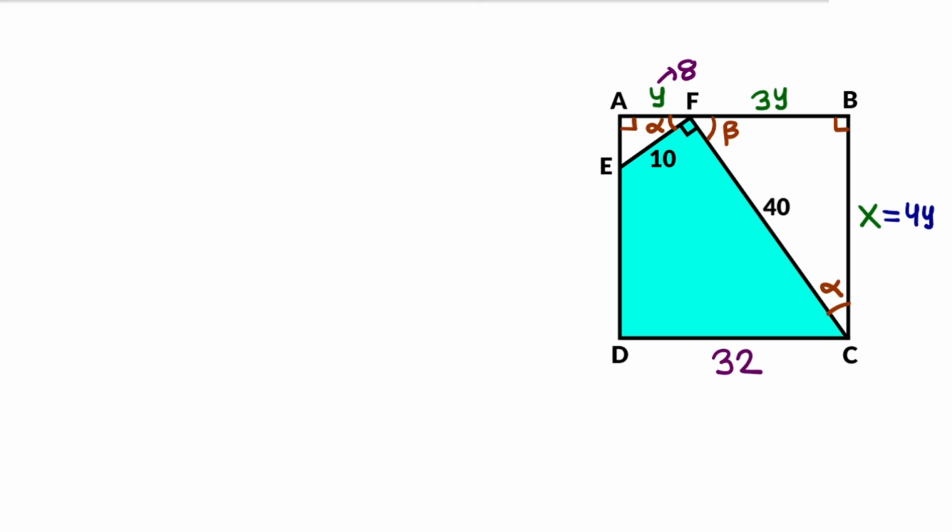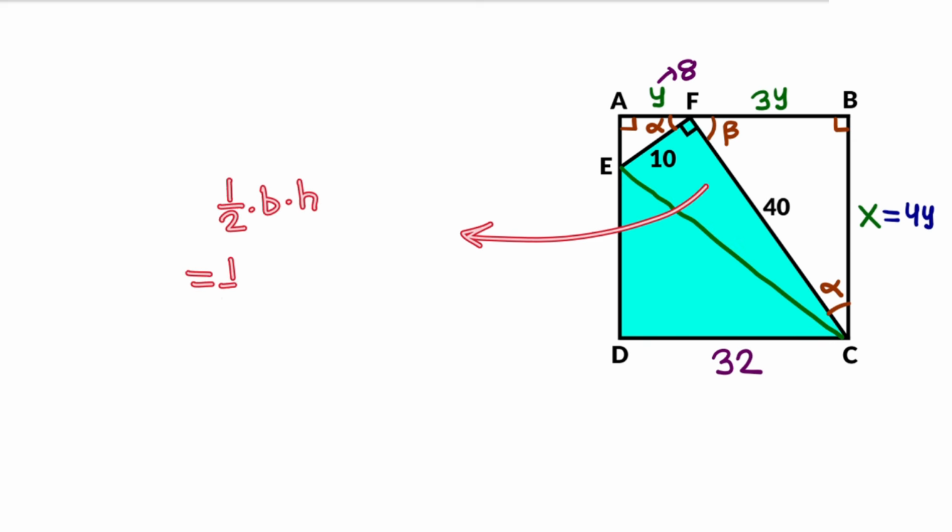Now comes the final step, finding the area of the blue region. And the cleanest way to do it is by splitting the blue shape into two right triangles, triangle EFC on top and triangle CDE on the bottom. First, triangle EFC. Since it's a right triangle, its area is simply 1/2 times base times height. So 1/2 times 10 times 40, which gives us exactly 200.